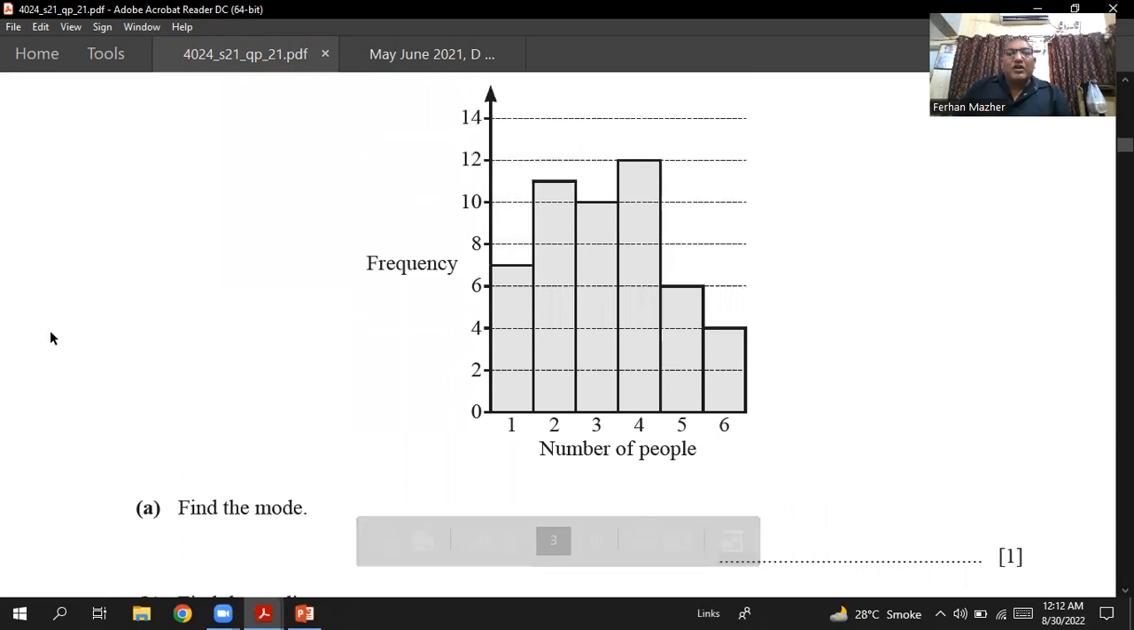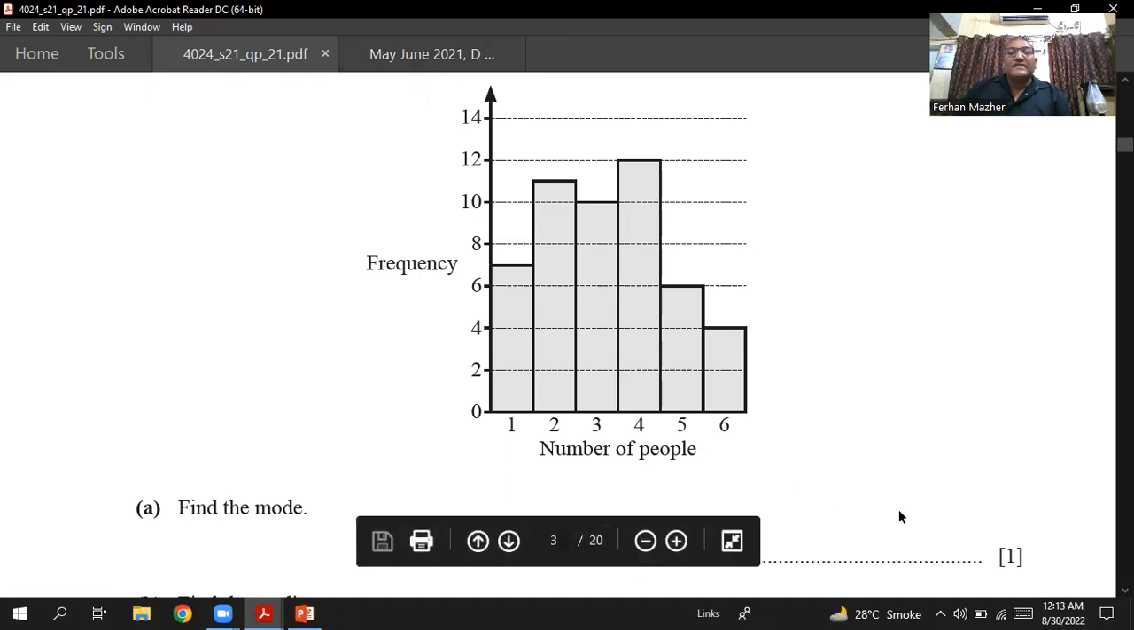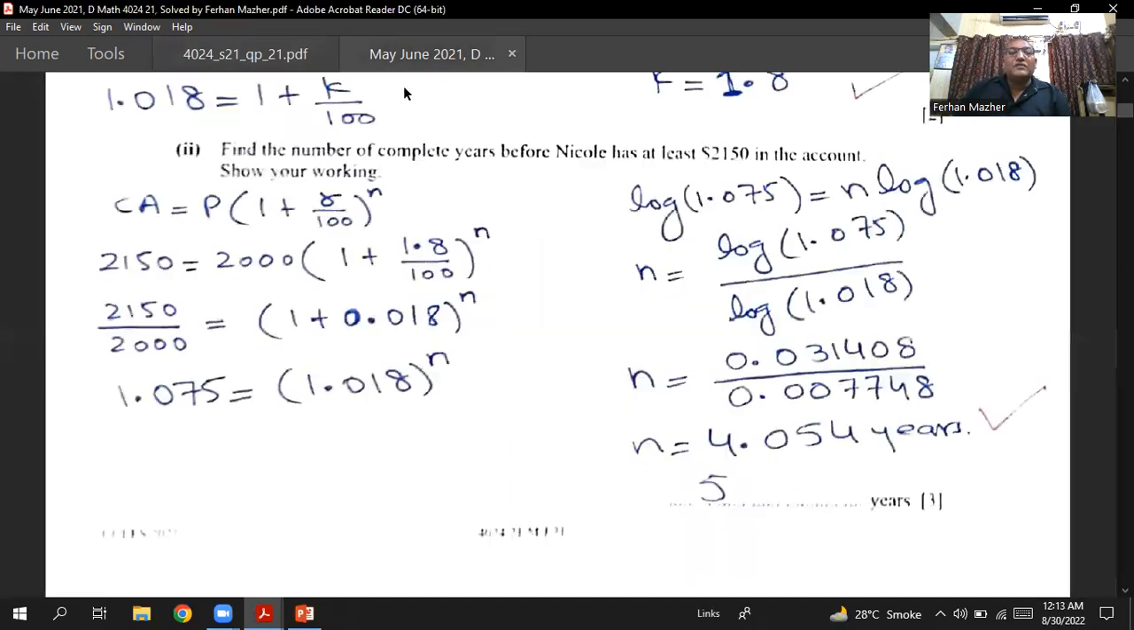Find the mode. The mode is the one x value whose frequency is the highest. The highest frequency is 12 and the x value there is 4. So this answer will be 4.